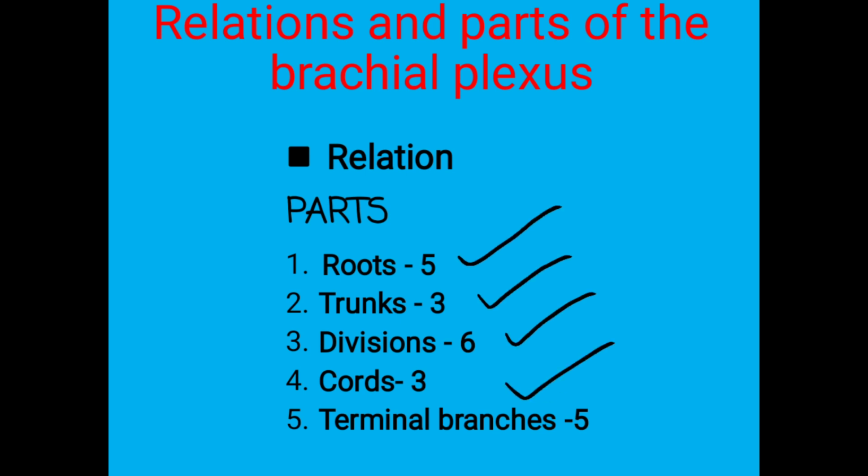Next, we have the cords. The brachial plexus has 3 cords: the lateral cord, the medial cord, and the posterior cord. These cords are seen around the second part of the axillary artery. Lastly, we'll look at the terminal branches of the brachial plexus. The brachial plexus has 5 terminal branches.